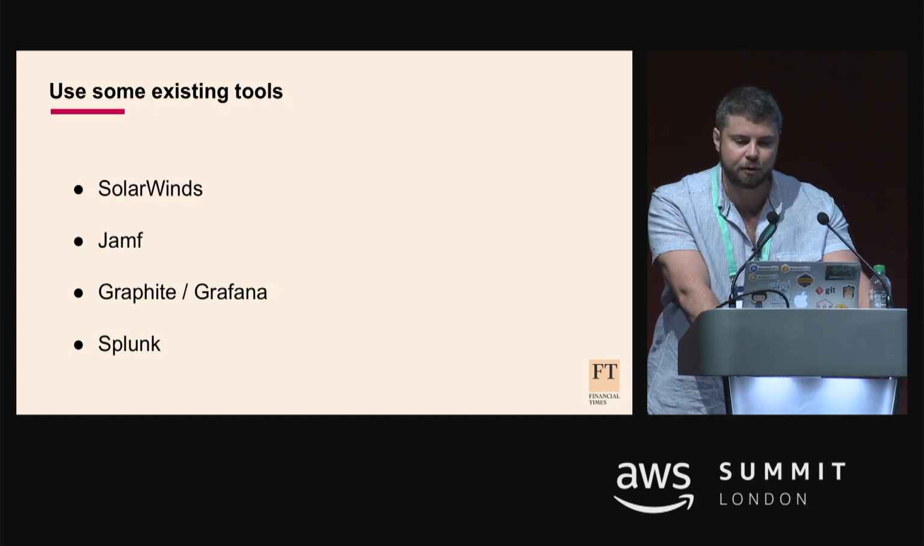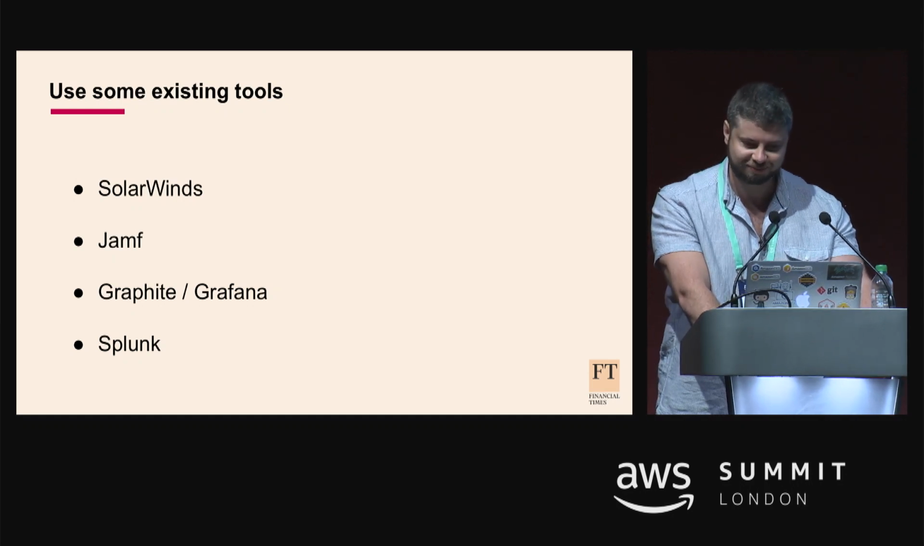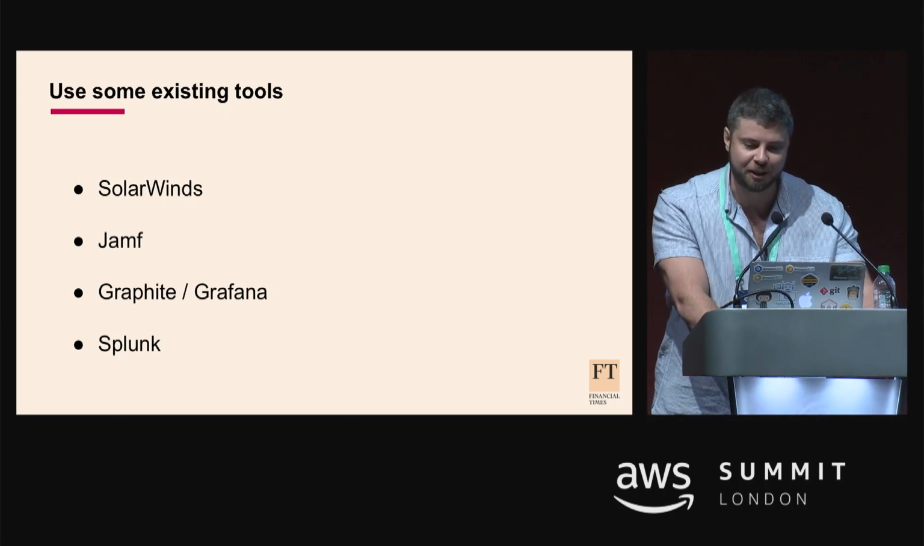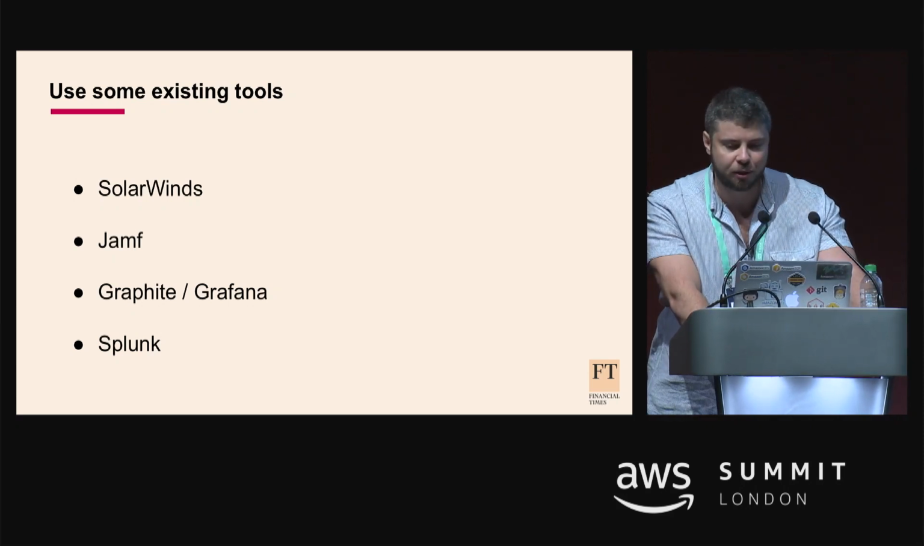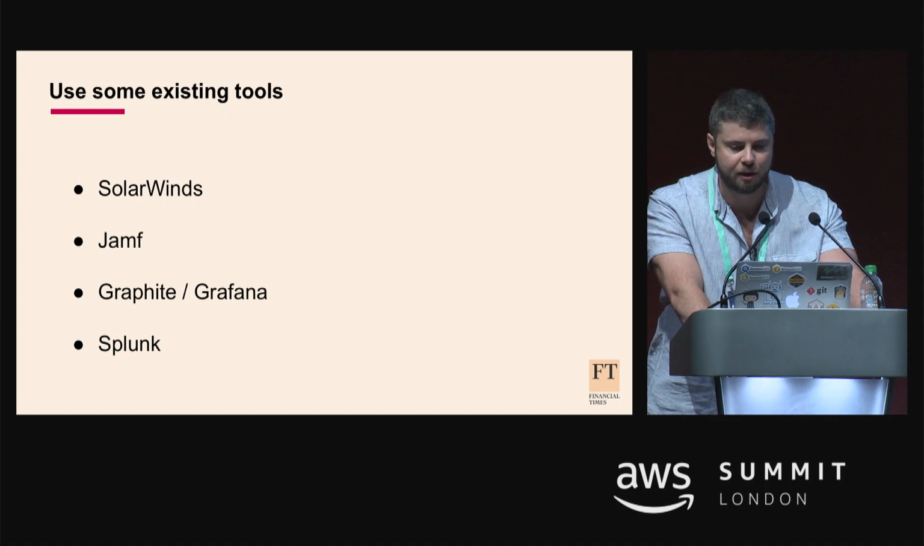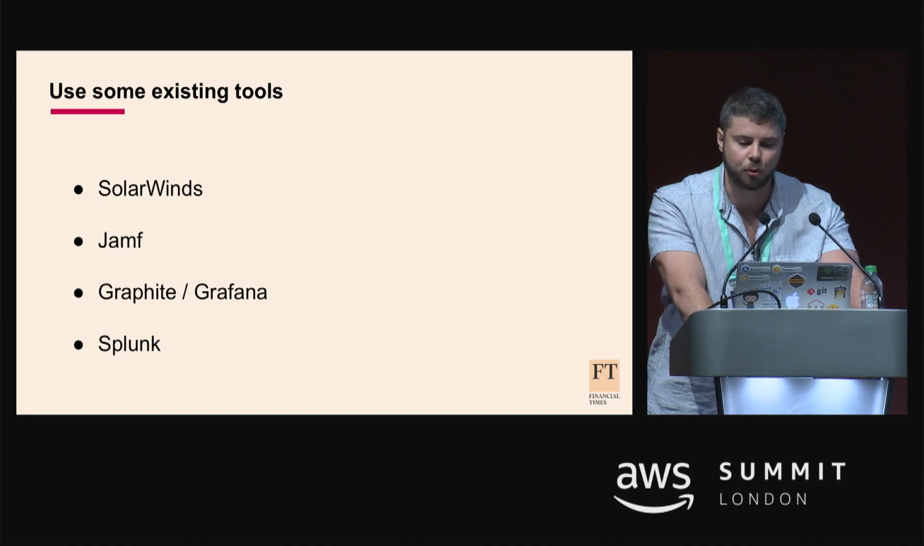Graphite and Grafana are great for displaying time series information. If you want to graph something over time, then this should be your go-to tool. It really makes beautiful graphs and it's very easy to use. We also use Splunk. Splunk is a security incident and event management tool. It allows us to centrally store, search, and correlate log events from all our different sources, helping us quickly find the root cause of a problem.